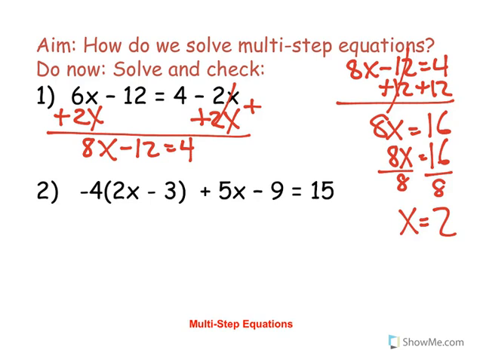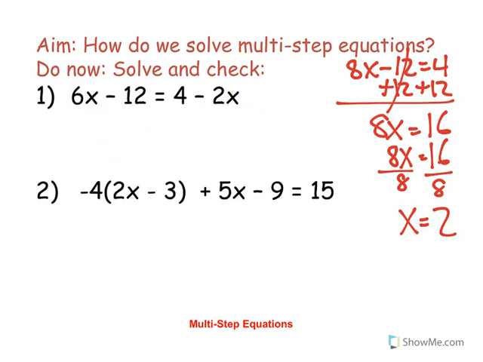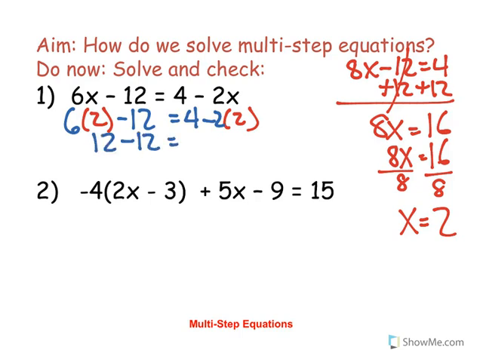And for the check, I'm going to go back here just to save myself a little time and space so you guys can get going. I'm going to consider that rewriting my original. I think that x is equal to 2. So I have 6 times 2 minus 12 is equal to 4, and then negative 2 times 2. So 6 times 2 is 12 minus 12. Negative 2 times 2 is negative 4. 12 minus 12 is 0. 4 minus 4 is 0. 0 equals 0. So I know that this is correct.